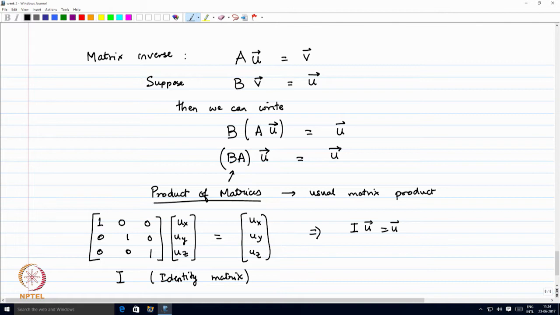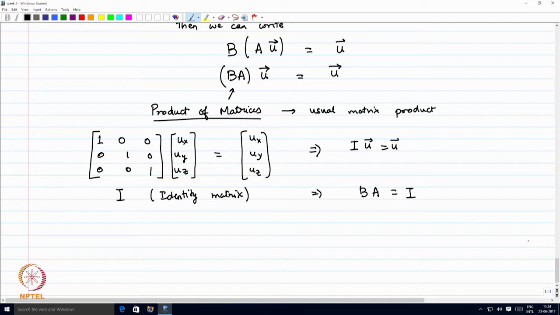Okay. And now when you take the product of B and A, this also implies that B times A is equal to I, the identity matrix. So thus what you can say is that if B times A is the identity matrix, then B is called the inverse of A.